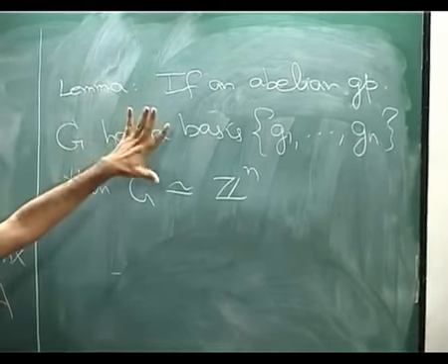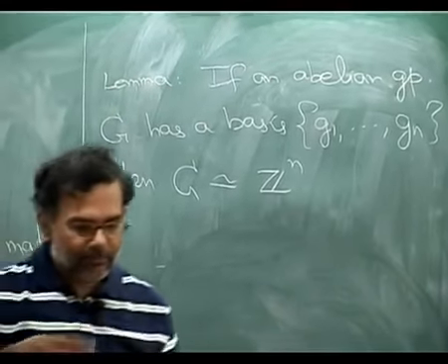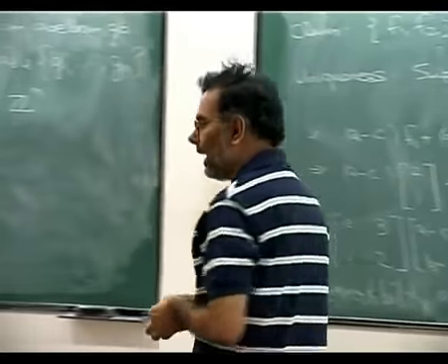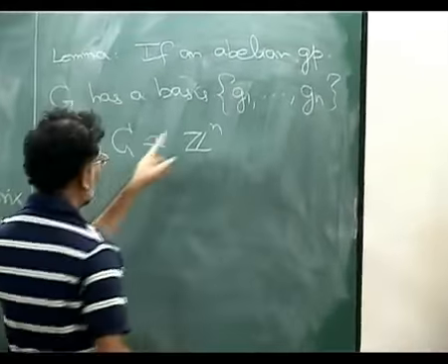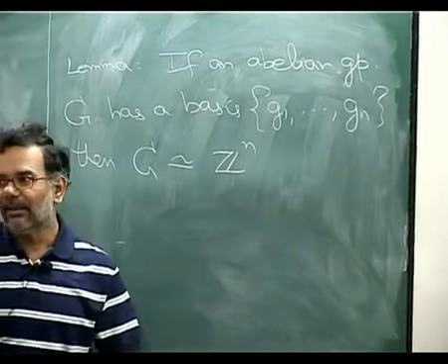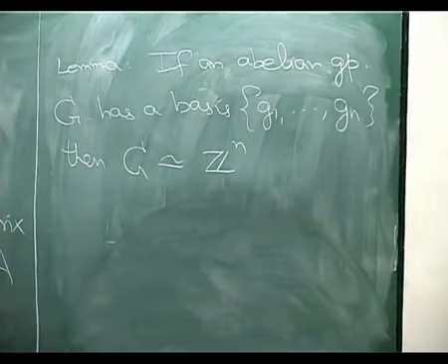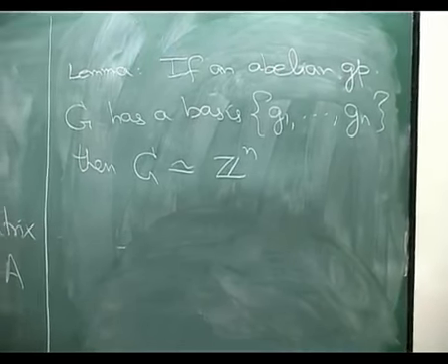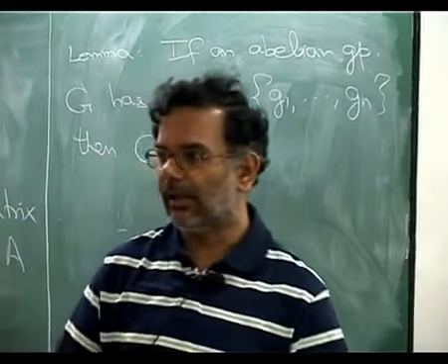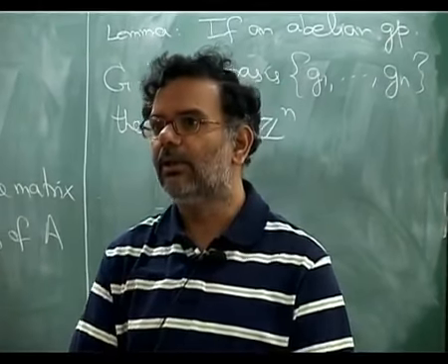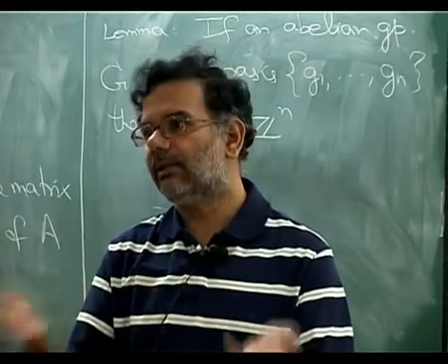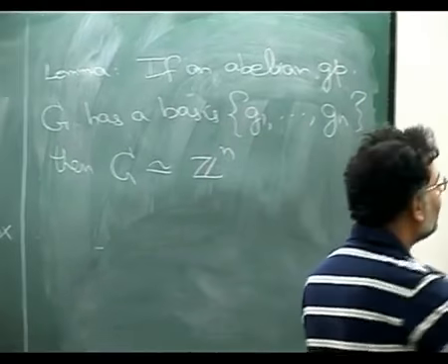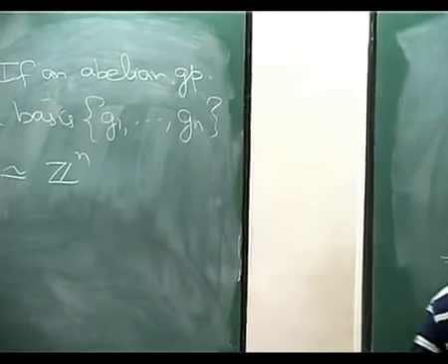So in other words, the importance of this lemma is that it gives you an alternative definition for a finitely generated free abelian group. When I began, I said a finitely generated free abelian group are exactly the Z^n's. Now I am saying that if an abelian group has a finite basis, that is exactly the same thing as a finitely generated free abelian group. So if I want to show that something is free, I need not actually show that it is isomorphic to Z^n. All I have to do is to produce a basis, and then it will be isomorphic to Z^n necessarily.